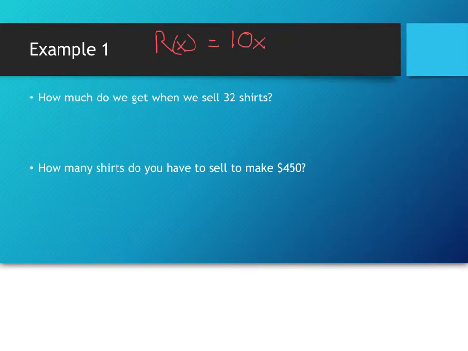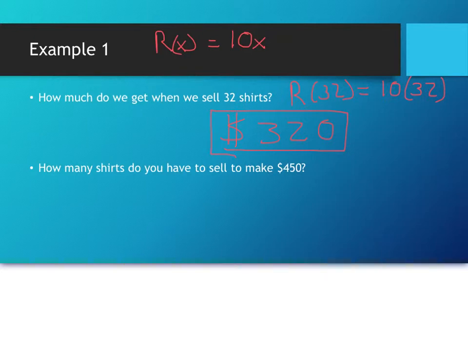So it says, how much do you get when you sell 32 shirts? Well, remember, the number of shirts is my x. So the revenue when I sell 32 shirts is 10 times 32. So the revenue is $320. All right.